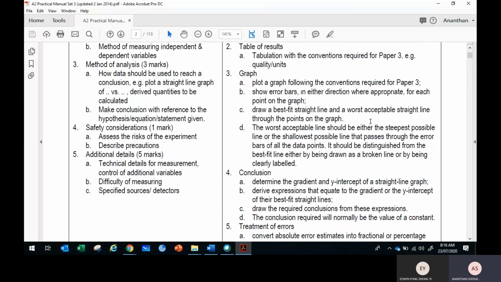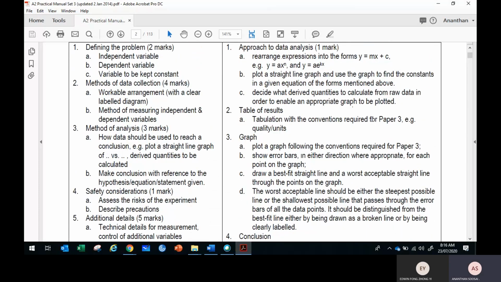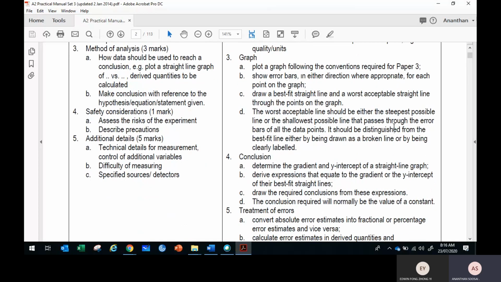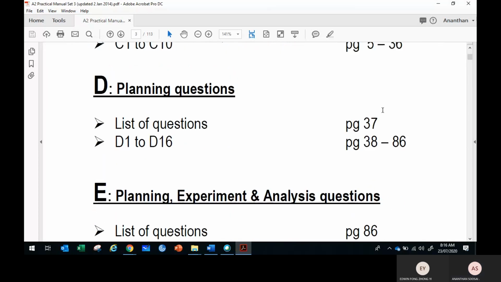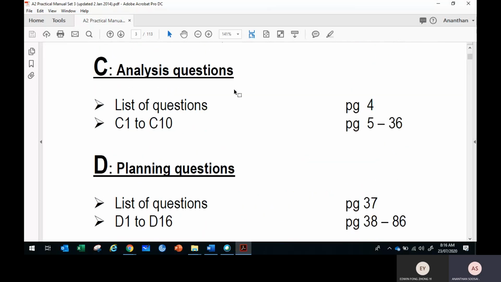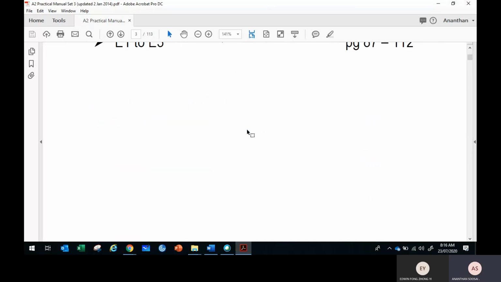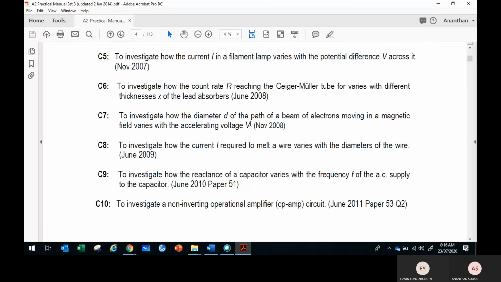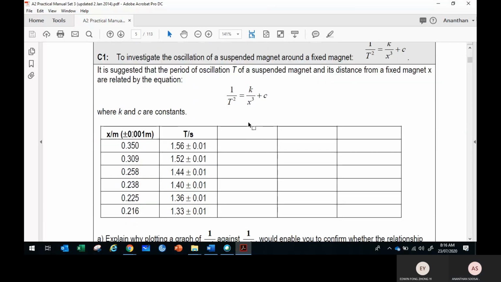Under analysis, 15 marks, you need to plot a graph. Data will be provided. Straight to the question. C is analysis, T is planning. So we go for analysis first. We go to the first question.